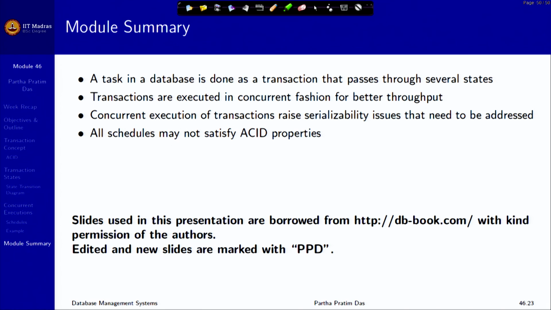Okay. So, this brings us to the end of this module. We have taken a look at a transaction as a task execution in the database. We have talked about the basic concept, the concurrency, the states of a transaction, the concurrency requirements, and the concept of schedule and how schedules, concurrent schedules may or may not be equivalent to a serial schedule.